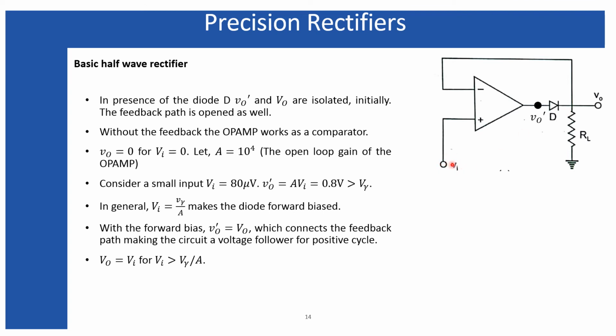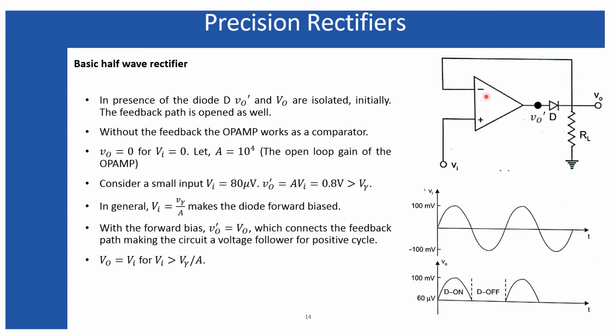During the positive half cycle of the input voltage, this diode will be forward biased, once the input voltage exceeds the threshold voltage of the diode divided by the open loop gain. When the input voltage is less than the threshold voltage of the diode divided by the open loop gain, only then the diode will be turned off, and the output will be 0, because there exists no feedback path.